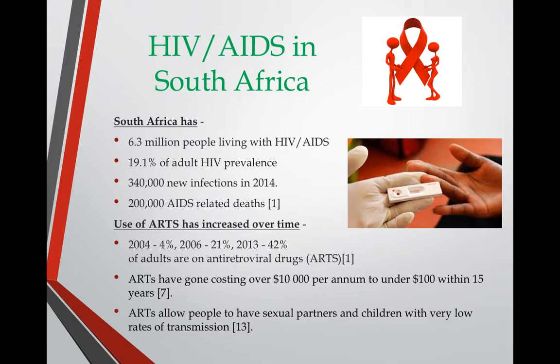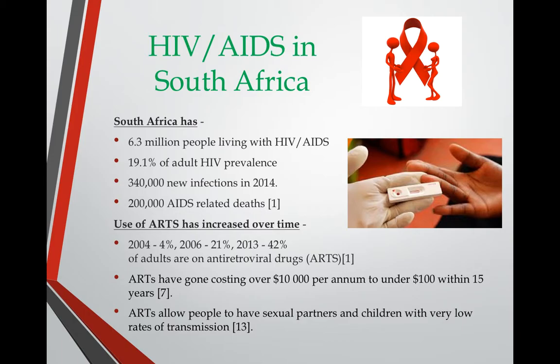ARTs allow people suffering with HIV to live a mostly normal life, with sexual partners and children with very low transmission rates, often less than 1%, as well as dramatically increased lifespan. In conjunction, ARTs have decreased from costing $10,000 per annum in 2000 to costing approximately $100 in 2015. This is great news for both the sufferers of HIV and for reducing rates of transmission into the future.